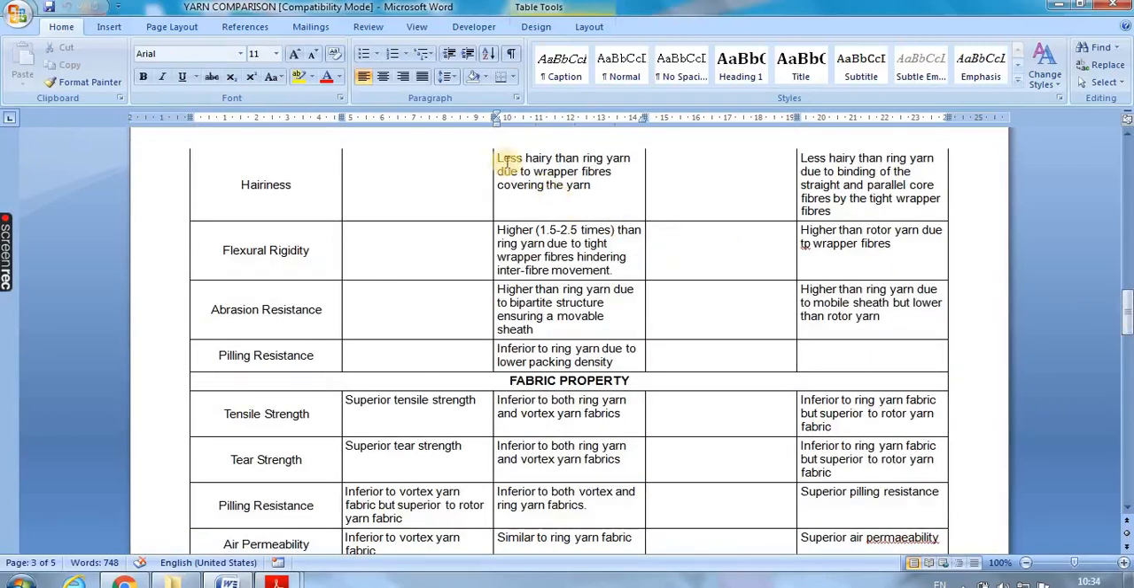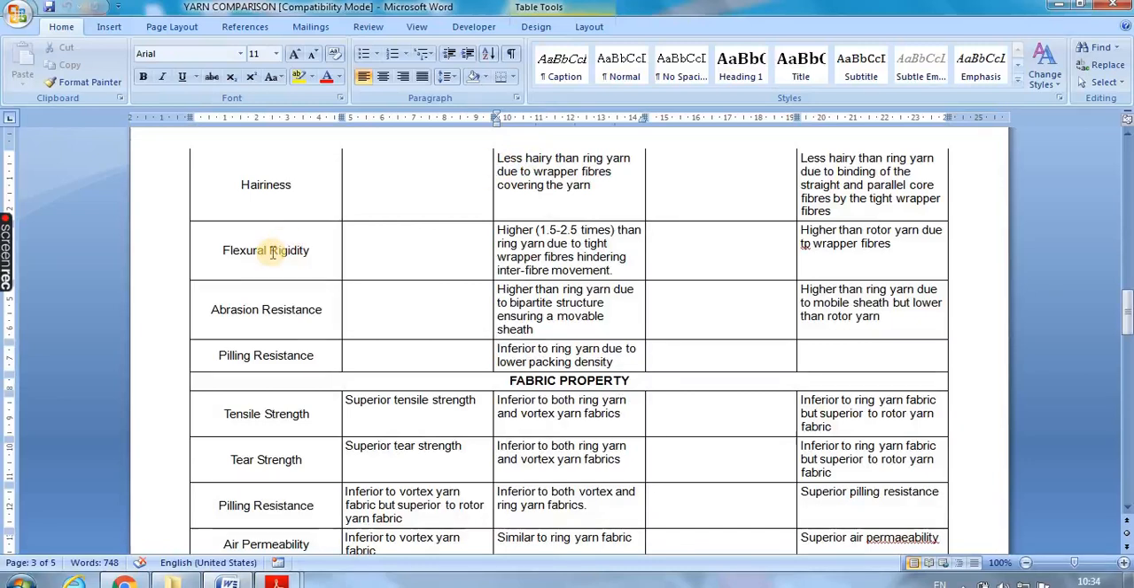Coming to yarn hairiness, the rotor yarn is less hairy compared to ring. Ring yarns have high hairiness because of the spinning triangle, the ring and traveler, and other components. But here the spinning tension is very low and the fibers are accumulated inside the rotor properly, so there is less hairiness. Further, you may remember there is a formation of wrapper fibers. These wrapper fibers cover the protruding fibers in the rotor yarn, so they also contribute to the lower hairiness.